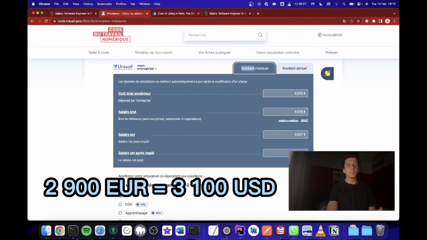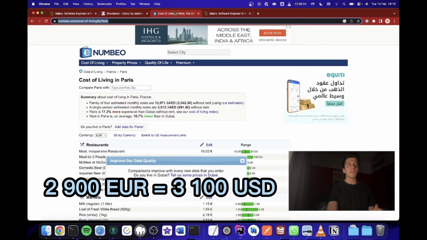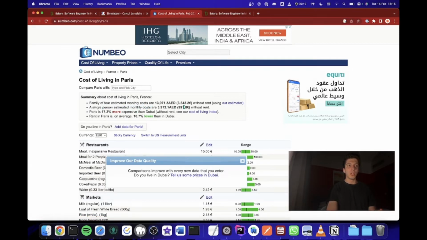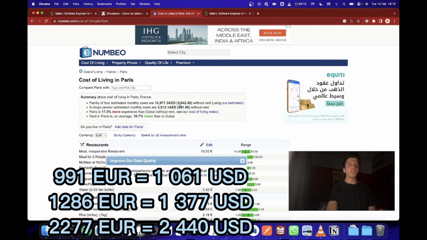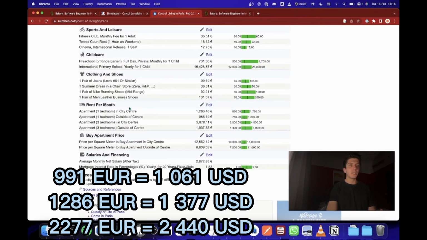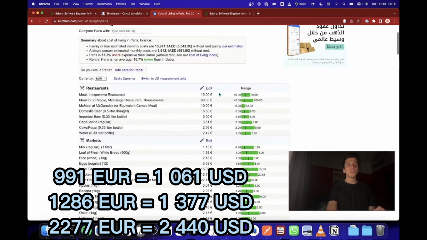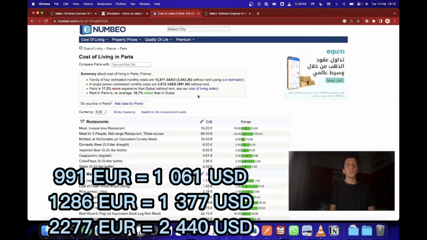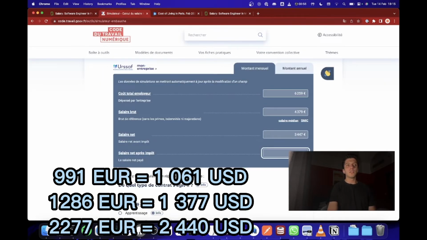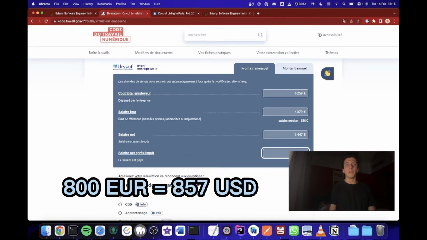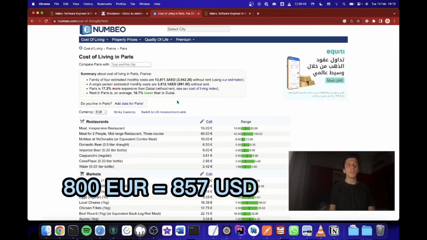2,900 euro. So it's still quite a good salary, because if you look at the cost of living in Paris for a single person without rent, according to Numbeo, it costs about 991 euro. And for the rent, in the center it's 1,286. So in total, you will spend about 2,100 euro, which means that you will be able to save about 800 euro per month.